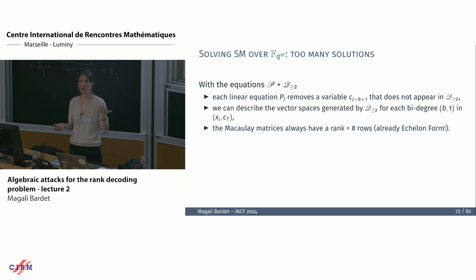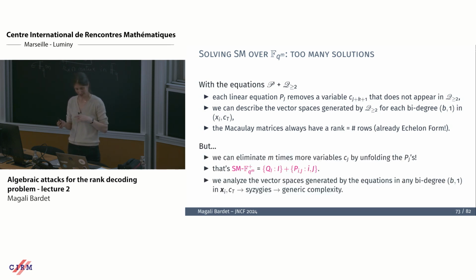In fact, again, we forgot to add the constraint that the C variables are searched in F_q. So we can eliminate many more C variables by unfolding the linear equations, just as before. And when we do that, we lose the proof we have of independence. Of course, because at some point, there are relations between the equations because you have too many equations. So the system we propose is the set of Q equations here and the linear equations unfolded.